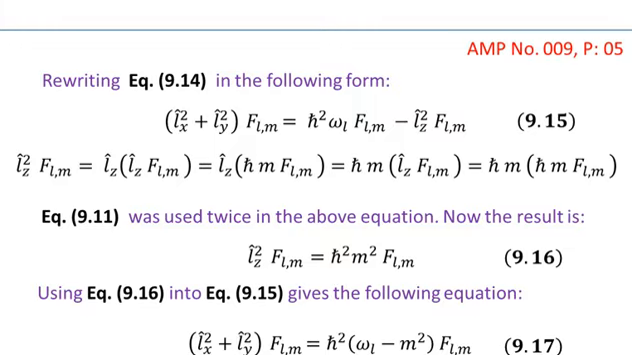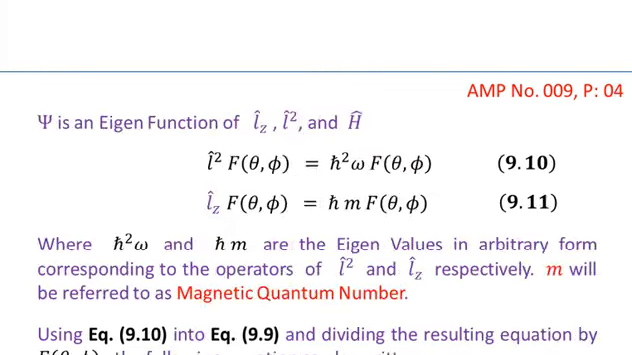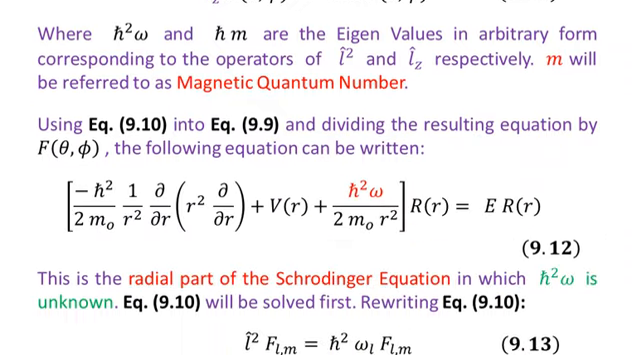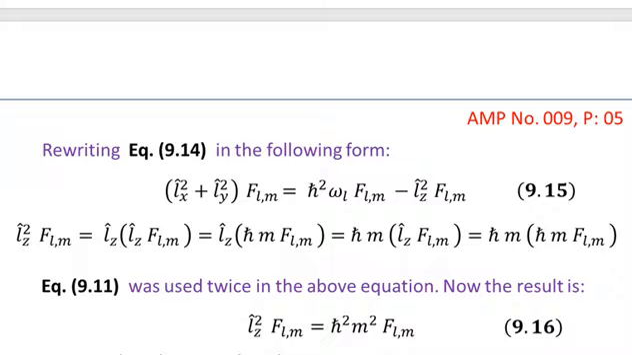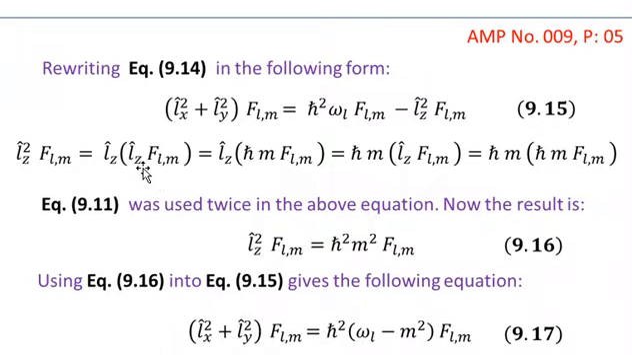And you see that this is where I have used equation number 11 over here. So when Lz operates on F, you will get the eigenvalue h bar m. So this is what I have done over here. Lz will operate on FLM and will give you the eigenvalue h bar m. Now h bar can be taken outside the parenthesis, and the Lz operator on the left can be moved inside the parenthesis, which is shown over here.